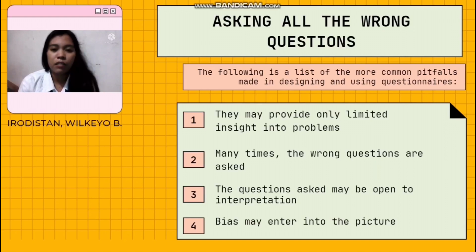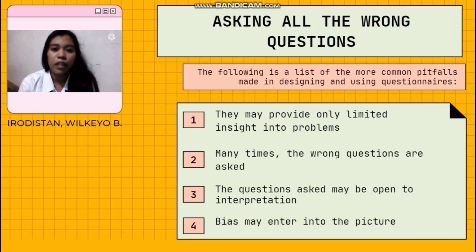Second, many times the wrong questions are asked. The question must be related to the topic. Mali o hindi ukol sa topiko ang mga tanong na makikita sa questionnaires. That's why the respondent doesn't understand and respond immediately. Third, the question asked may be open to interpretation. It must be clear and detailed yung questions para makakuha ng clear response to the respondents. We should avoid double or multi-meaning questions.